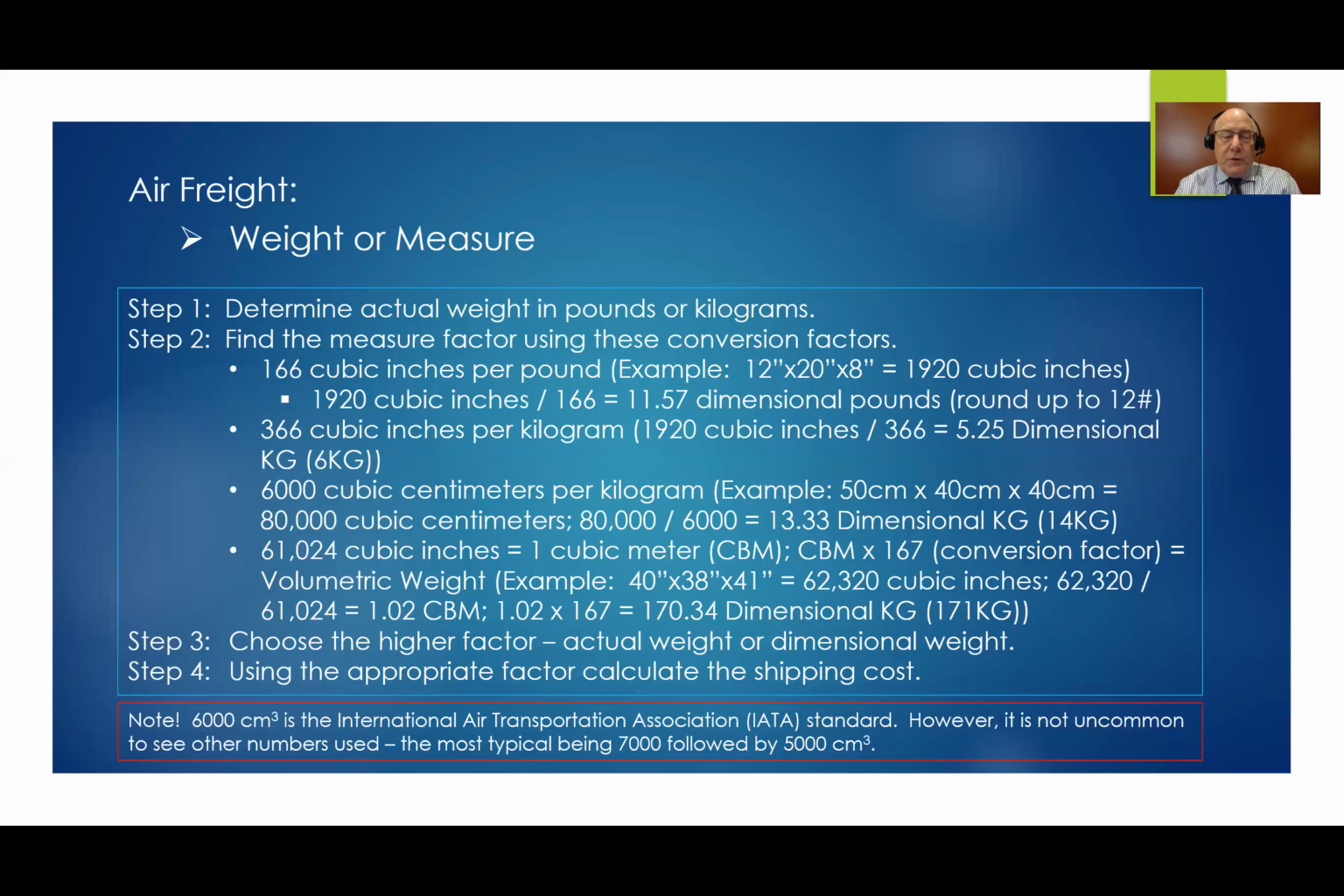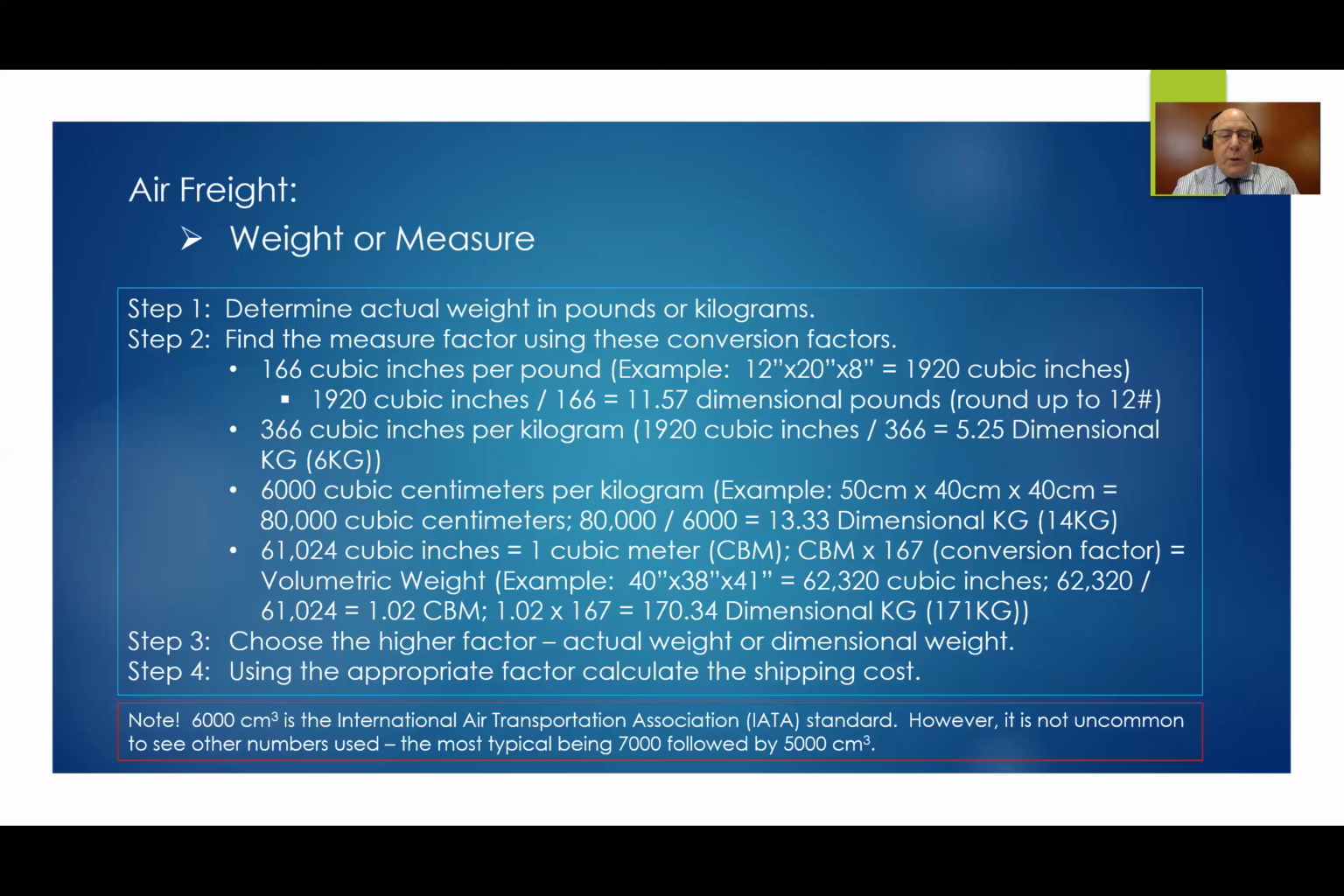Now, if you look down at the footnote at the bottom, 6,000 is the standard of the International Air Transport Association, which you'll frequently see referred to by its acronym, IATA. But depending on where you go around the globe, you may find other numbers used, with the most typical being 7,000. You may also see 5,000, so you just have to find out what rate is typically used in a given country. And you're going to run into this in the international freight environment.